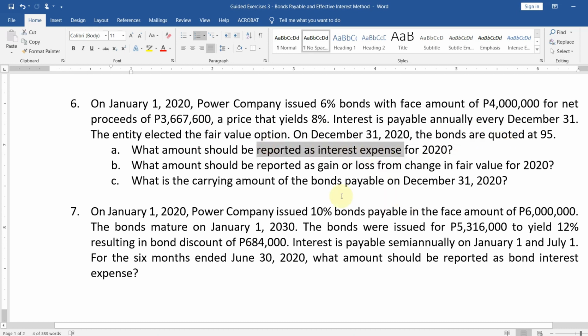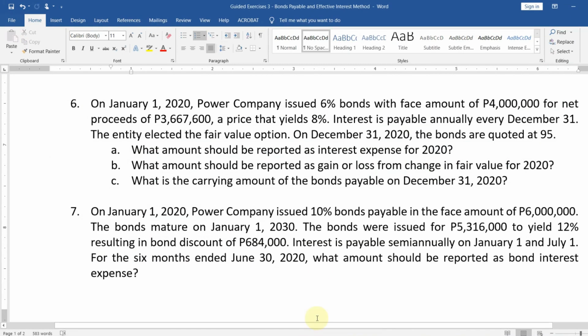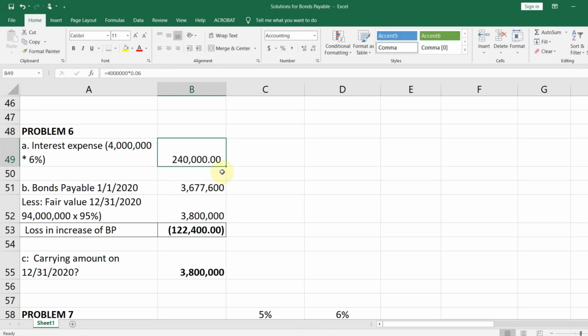Will we amortize? Remember that we're using the fair value option. So, we are not going to amortize. So, paano siya gagawin? So, you just compute interest expense. So, that's the face amount times the nominal rate. Yun lang. Okay, 4 million times 6%. Okay, remember that we're using the fair value option of measuring the bonds. Okay, so interest expense, 4 million, that's the face amount times 6%. Okay, that's the nominal rate. So, you have interest expense of 240,000.